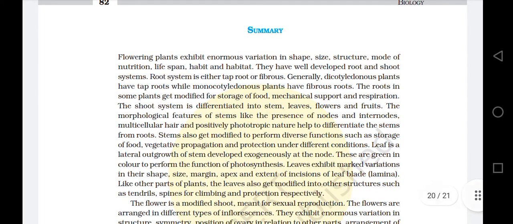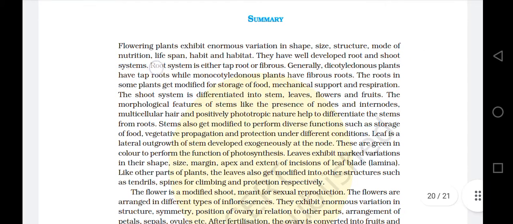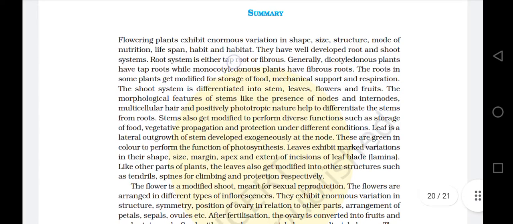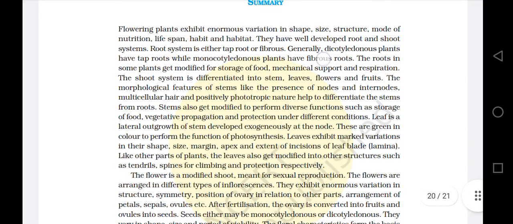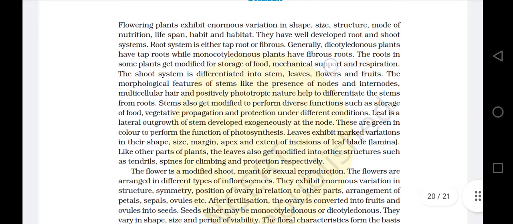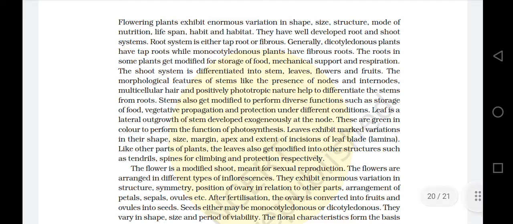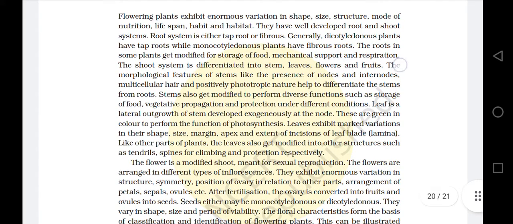Then, summary. Flowering plants exhibit enormous variation in shape, size, structure, mode of nutrition, lifespan, habit and habitat. They have well-developed root and shoot systems. Root system is either tap root or fibrous. Generally, dicotyledonous plants have tap roots, while monocotyledonous plants have fibrous roots. The roots in some plants get modified for storage of food, mechanical support, and respiration. The shoot system is differentiated into stem, leaves, flowers, and fruits.